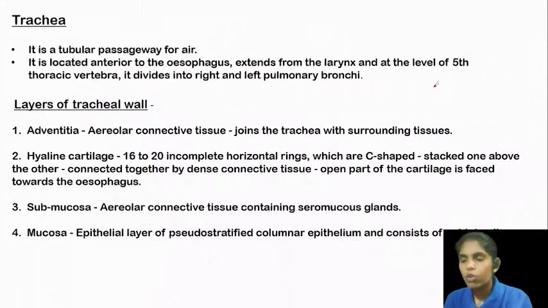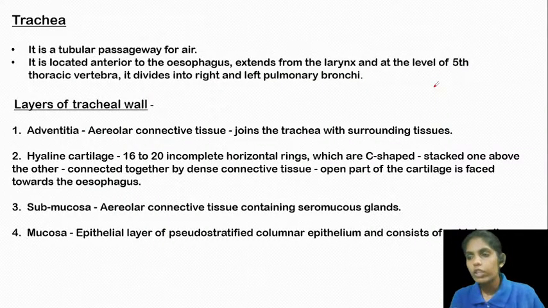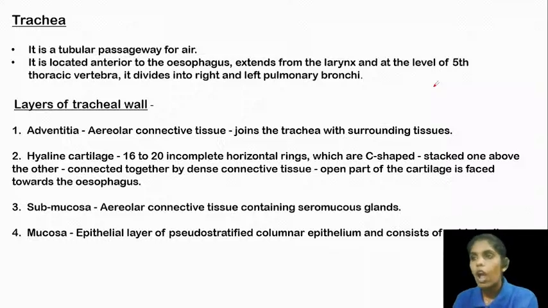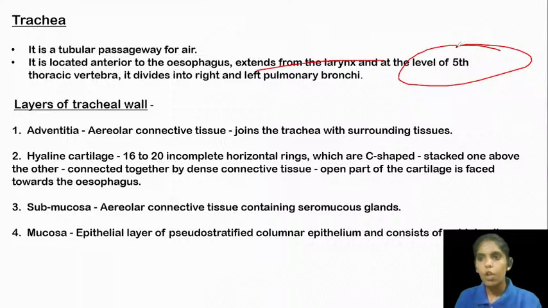Okay, now let us dive into the trachea. So this trachea is a tubular passage for the air, and it is located anterior to the esophagus, that is, in front of the esophagus, and extends from the larynx to the level of the fifth thoracic vertebra. So this is important. You have to remember this. At the level of the fifth thoracic vertebra, the trachea will divide into left and right primary bronchi. This might be asked in the exam: at what level is the trachea divided into the bronchi? At the fifth thoracic vertebra, it is divided into the left and right primary bronchi.